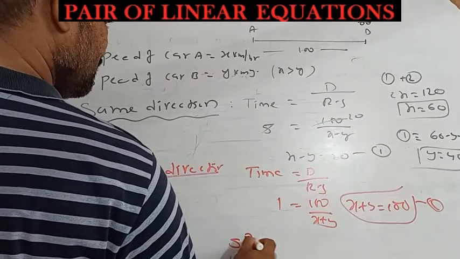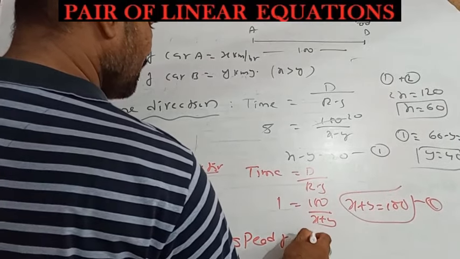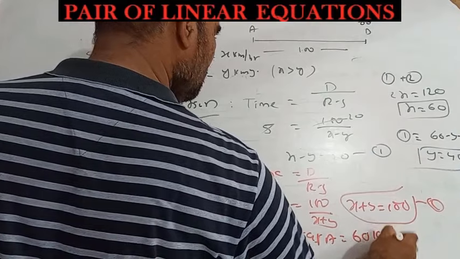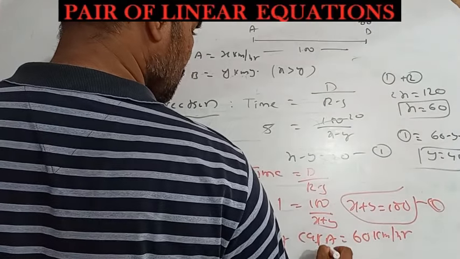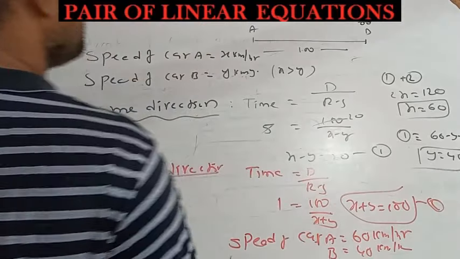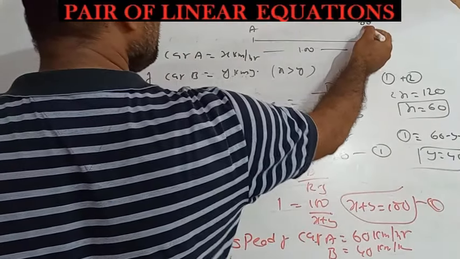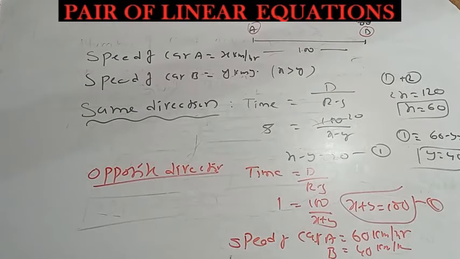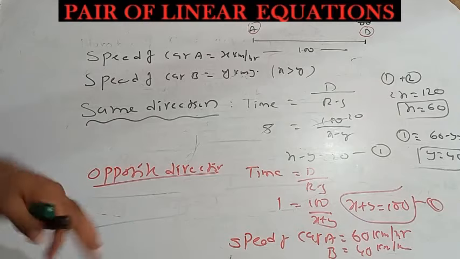Speed of car A equals 60 km per hour, speed of car B is 40 km per hour. Here the speed of car A is more than the speed of car B. I think practically they meet, but generally you can say that A won't catch B.